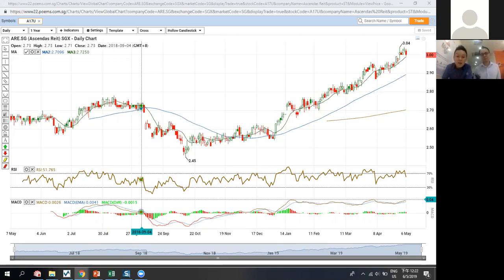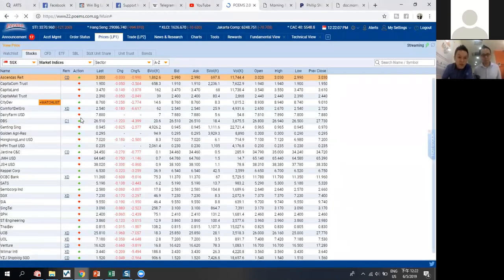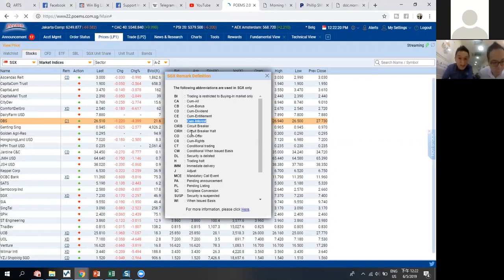So what is C1? Why does DBS have a C1 remark? Let me go back to DBS. When you click this, it's not C1, it's supposed to be a lowercase L, supposed to be a conflict of interest. When you click this remark, you go here and find out what it is.